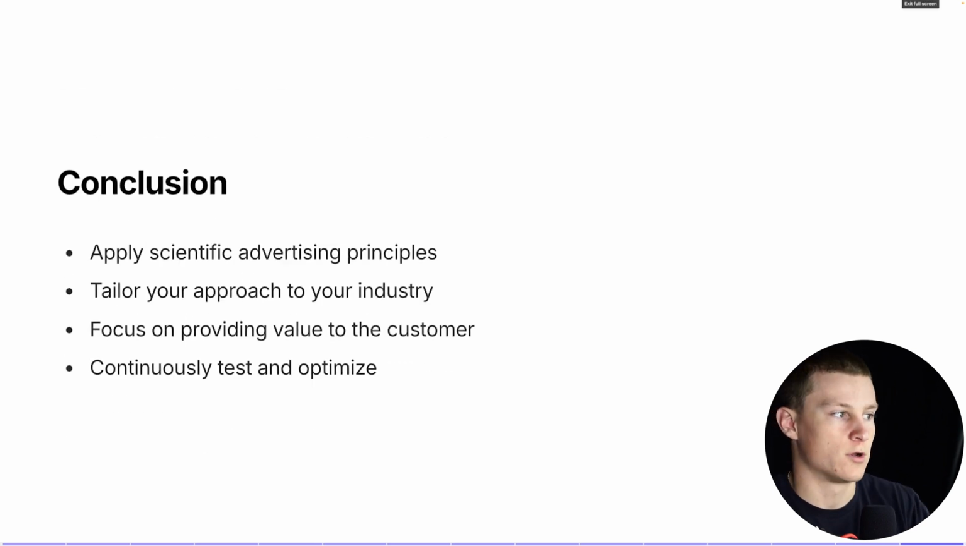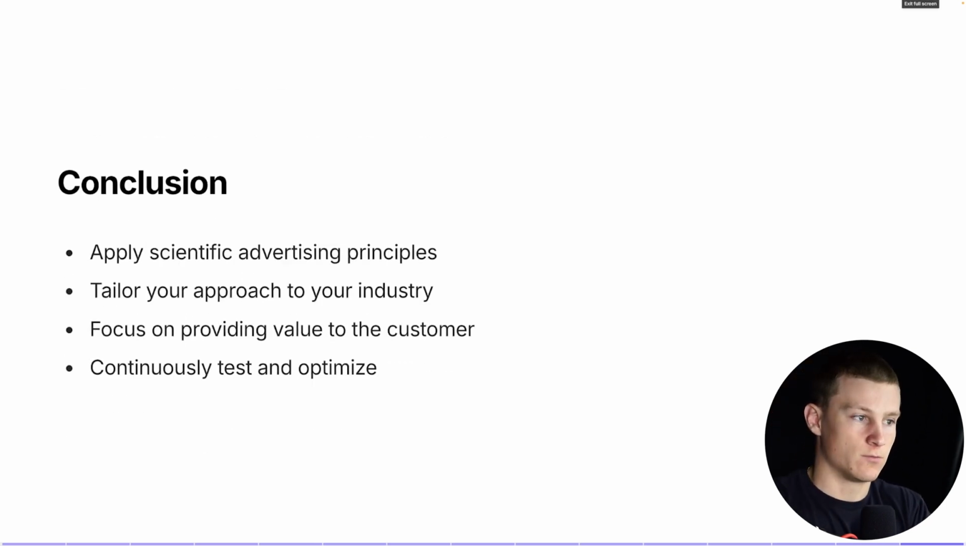So moving forward from here, conclusion: apply scientific advertising principles. If you don't know what scientific advertising is, go look up Scientific Advertising on Google and go read the book. You can get a free PDF version on Google for free. It's a really good book on advertising, and it's called Scientific Advertising, and it'll teach you everything you need to know about advertising in about 160 pages. I definitely recommend it. And tailor your approach to your actual industry. So make sure you tailor what you're doing to your industry.